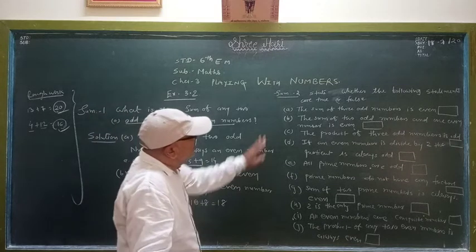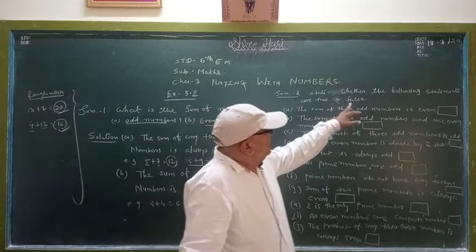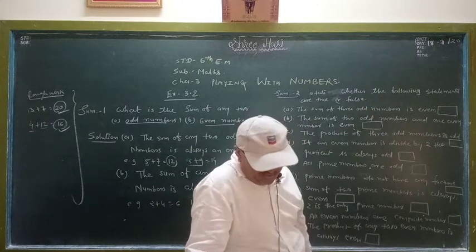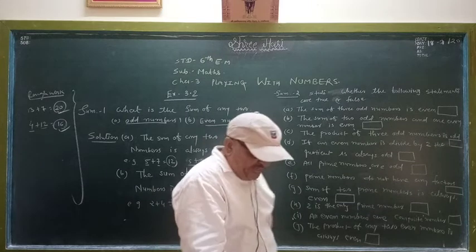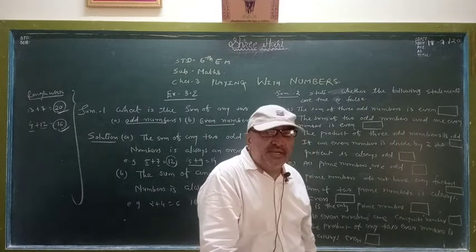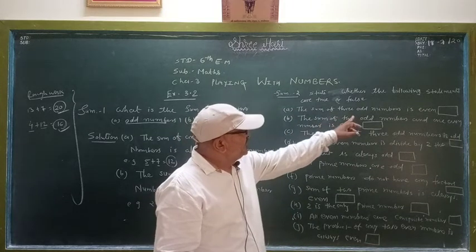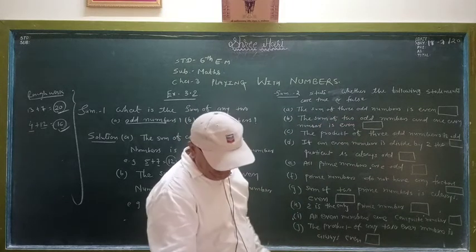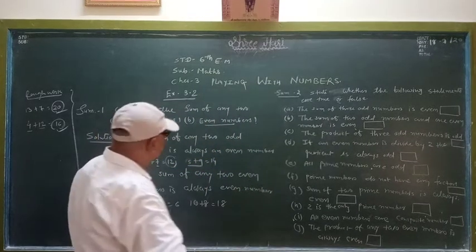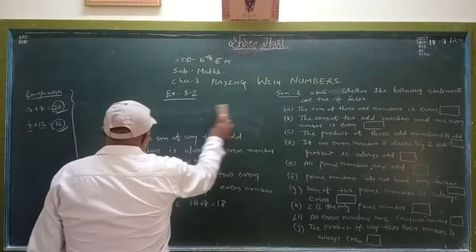Now your sum number 2 is: state whether the following statements are true or false. First we read statement A, then decide. The sum of any three odd numbers is even. Now there is no need of this part, so I erase it.